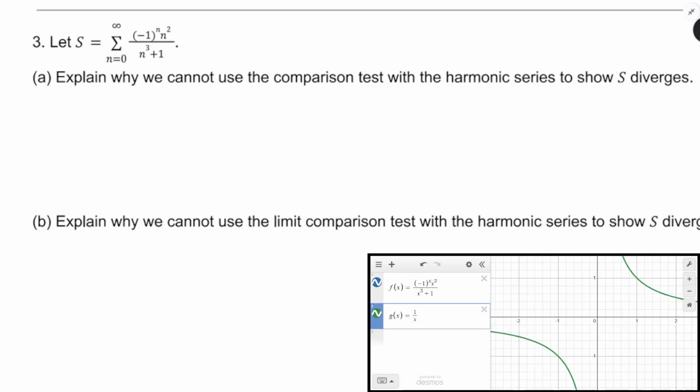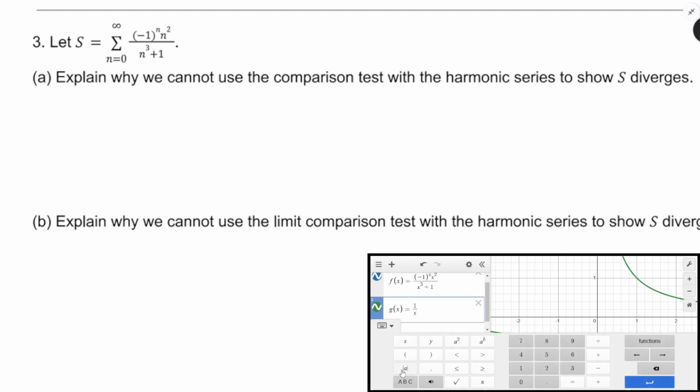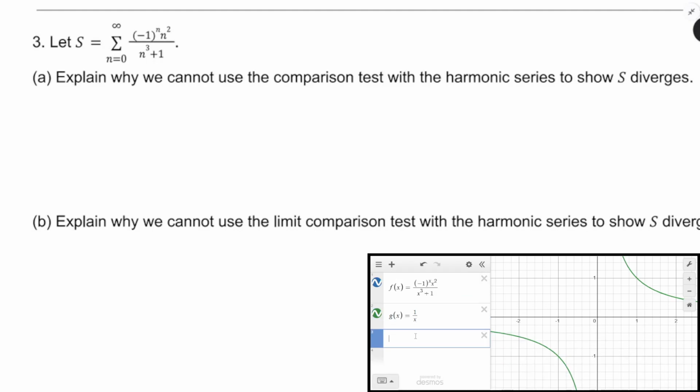All right, so I've got the calculator. I plugged in f of x equals basically the terms of s, and g of x is the terms of the harmonic series, the corresponding terms at least. I need a table, and I'll type in x1, and then I'm going to do f of x1, and then g of x1.